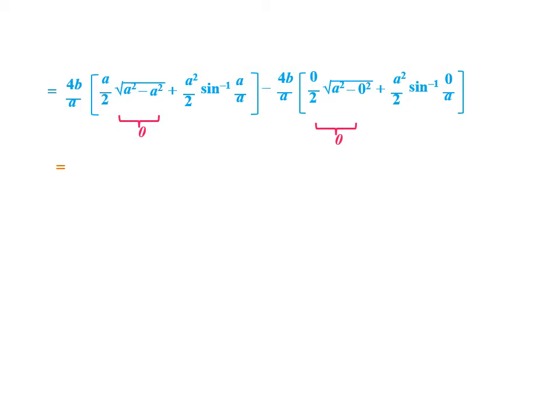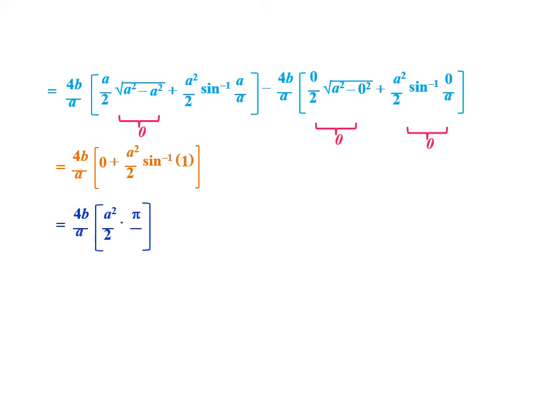So the first two terms in both the expressions will be equal to 0. Even the second term in expression 2 will be 0. So 0 plus a square by 2 sine inverse 1 will remain, which on simplifying we get a square by 2 pi by 2. So the area is pi ab square units, the area of the given ellipse.